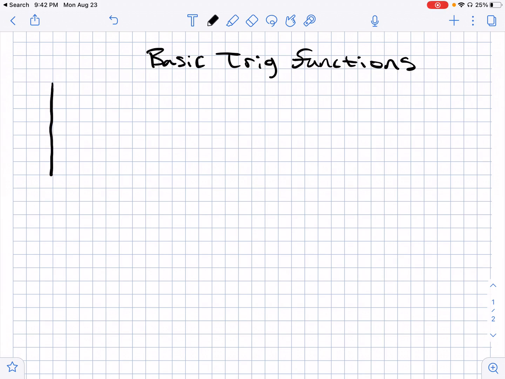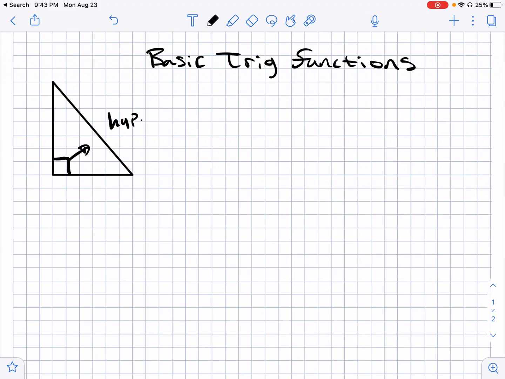So we're going to first draw a right triangle. And we'll talk about labeling the sides of the triangle. So it's a right triangle, and we know it's a right triangle because it has a 90-degree angle. And the side that is opposite this angle here, that right angle, that's known as the hypotenuse. And that side is always called the hypotenuse, the one that's opposite our right angle.